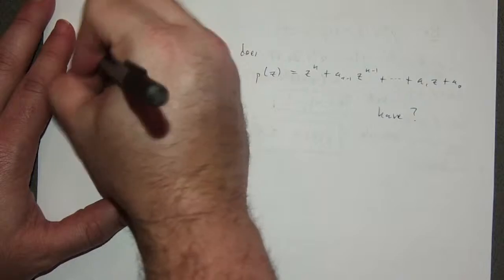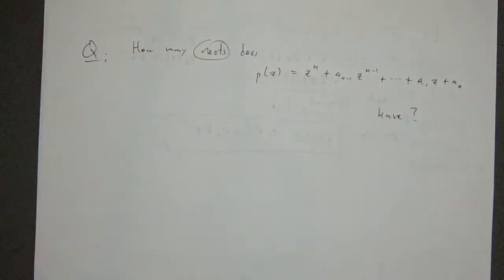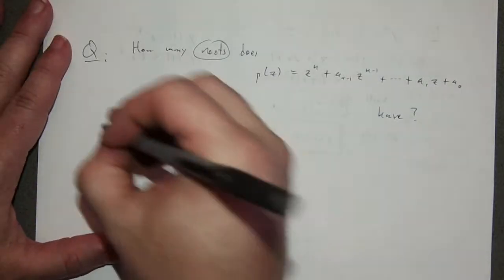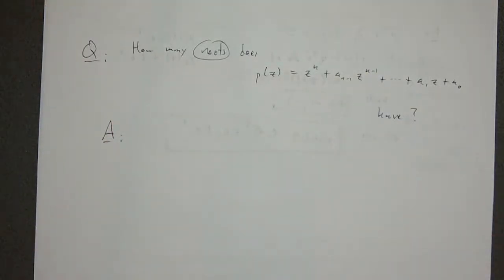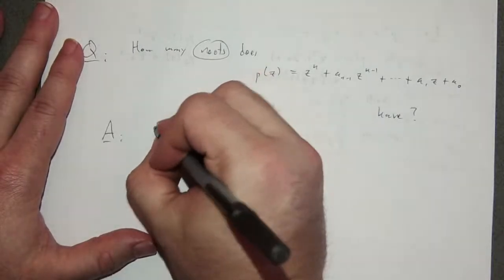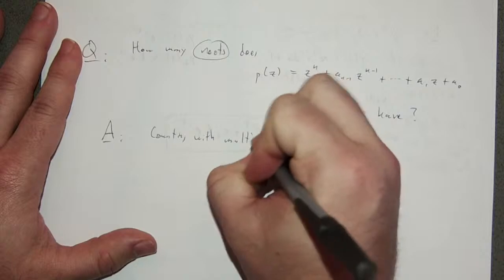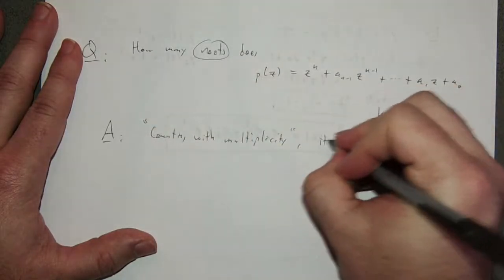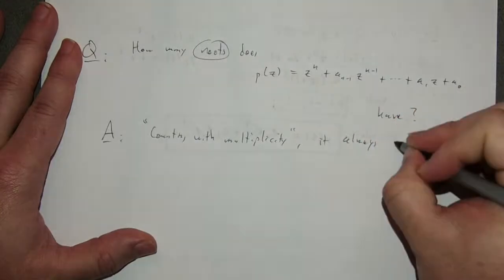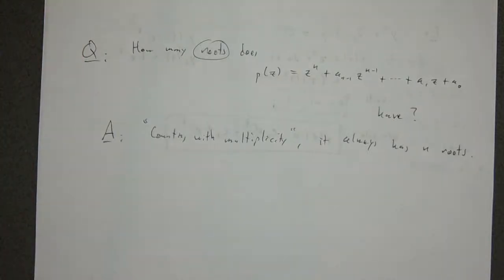Notice I'm asking how many roots, not how many real roots, just how many roots. The answer, you can call this the fundamental theorem of algebra if you like, counting with multiplicity, is that it always has exactly n roots.